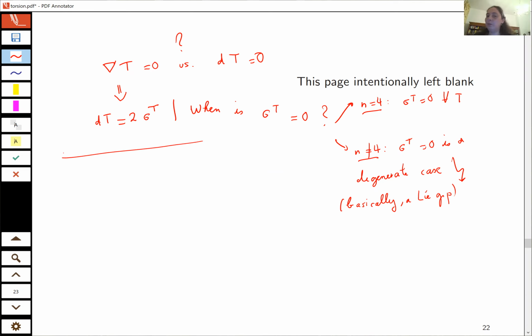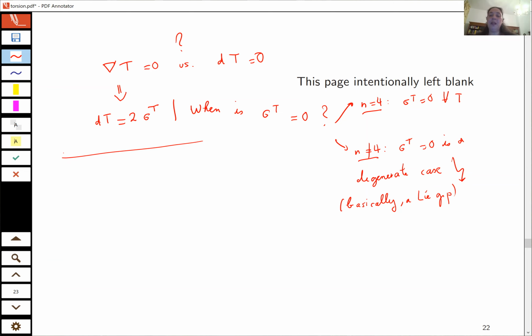No. Hmm. No, because this is a local property. Oh, I see. No. dT equal to 0 is a bad condition from the point of view of differential geometry and of this theorem.